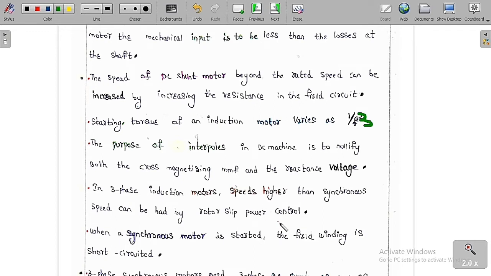If you want NR to be greater than NS in a three-phase induction motor, then definitely the method is called rotor slip power control. So in a three-phase induction motor, speeds higher than the synchronous speed can be had with the help of the rotor slip power control method.